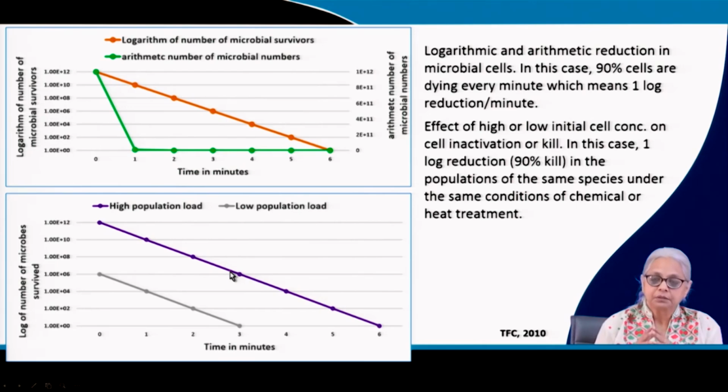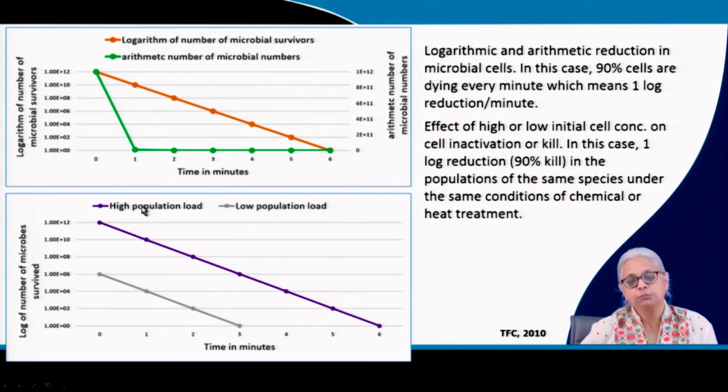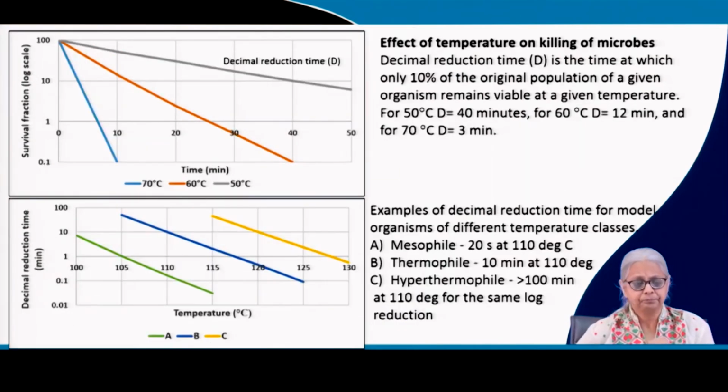So under the same conditions, temperature conditions, chemical concentration conditions, the same species should give you the same result. So regardless of what the starting point is, regardless of what the initial population of cells is, whether it's high population load or low population load, in terms of log reduction and the time it takes to get that log reduction, the time should be the same. That's the assumption.